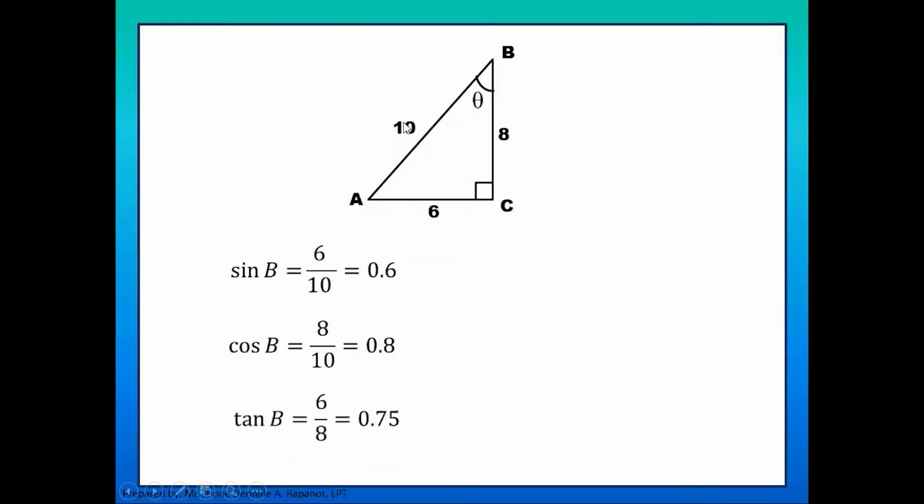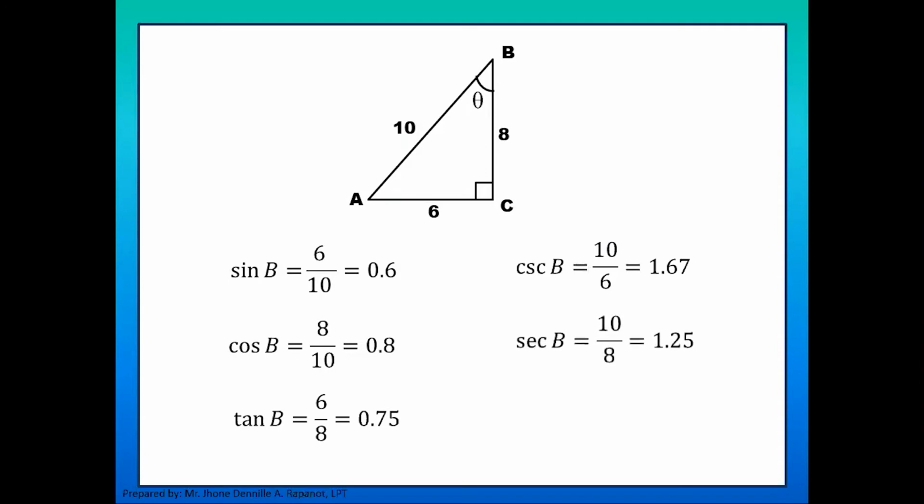Now for tan theta, that is opposite over adjacent in relation to the position of angle theta. So we have 6 divided by 8. The answer is 0.75. Now for the other 3 trigonometric functions, the reciprocal forms of the first 3 trigonometric functions, for cosecant theta, we have 10 divided by 6 because that is hypotenuse over opposite. The answer is 1.67.